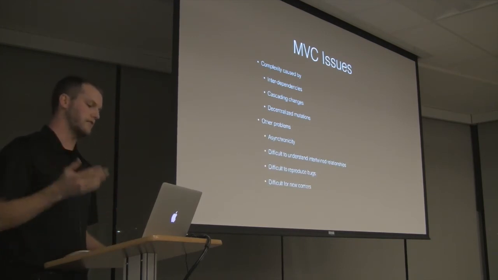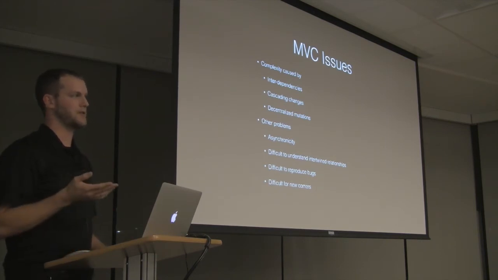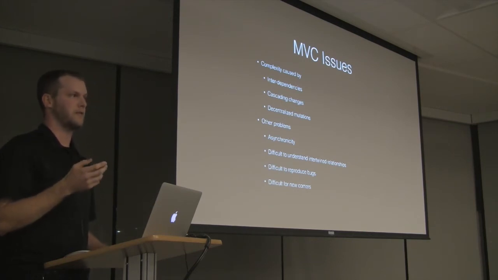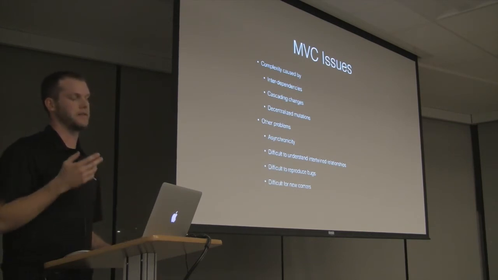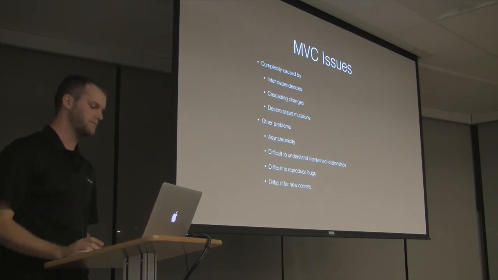Other issues: race conditions, intertwined relationships. It's really hard to reproduce a bug, especially with cascading changes. And also, unless you're the person or people that actually wrote the code, with medium-sized to very large-sized applications, it is very difficult to go into the application and figure out what's going on.